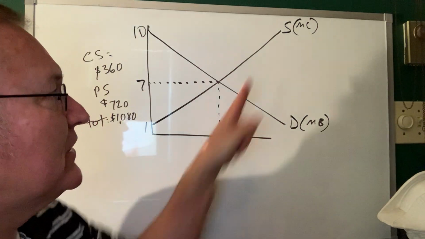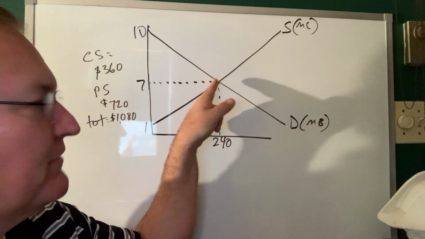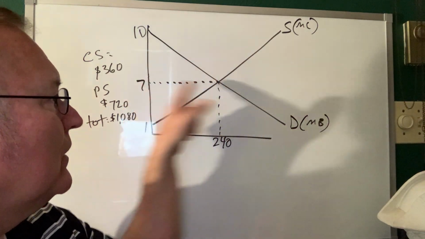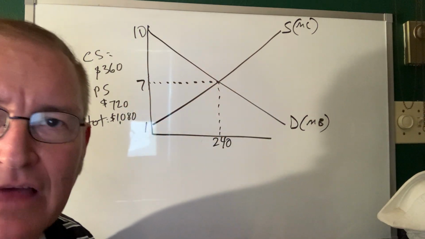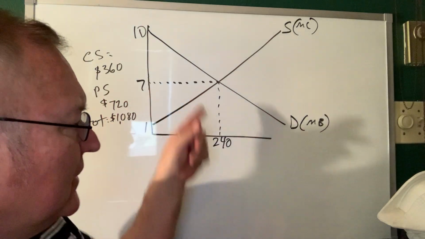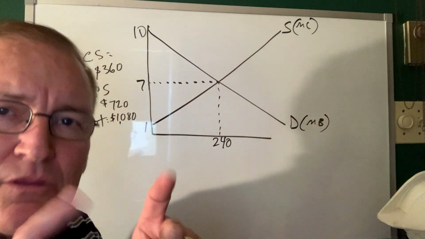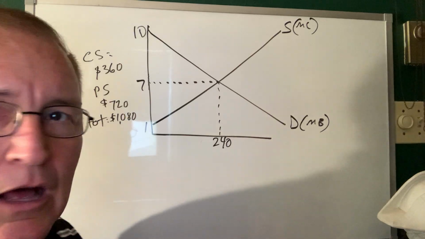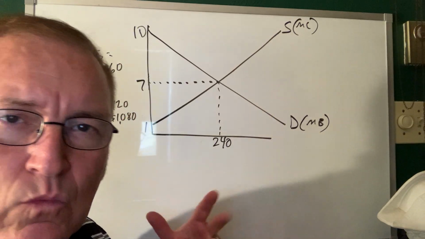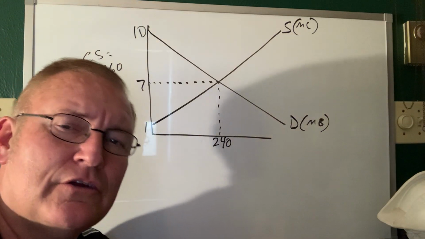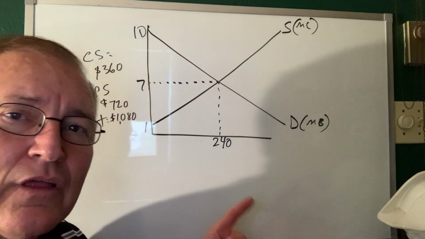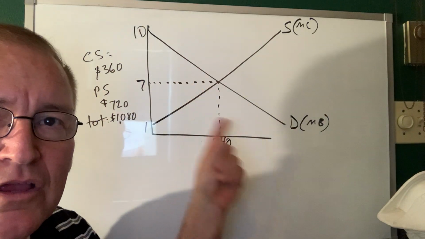Here we have an efficient market. We know that because marginal cost equals marginal benefit, and we have a price and a quantity coming off that. So it's a socially optimal price and socially optimal quantity. It's what the buyers and sellers agreed upon. I'm not going to go through the calculation. If you have questions, watch the earlier videos.